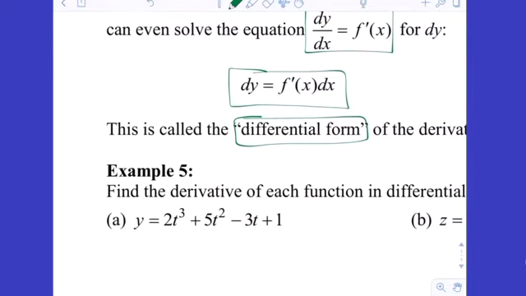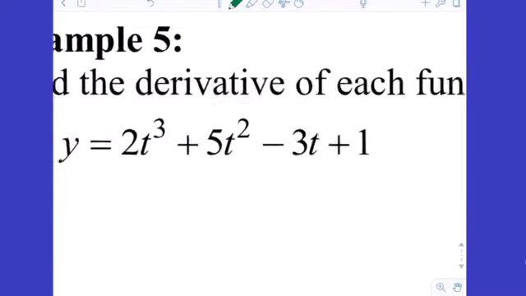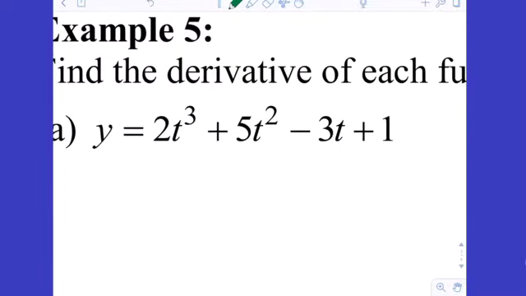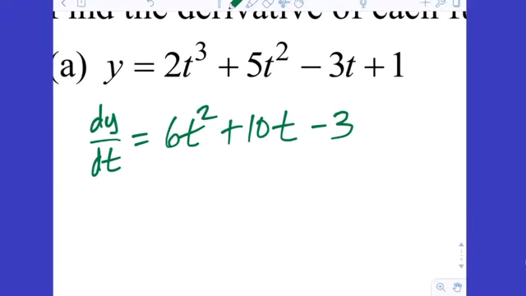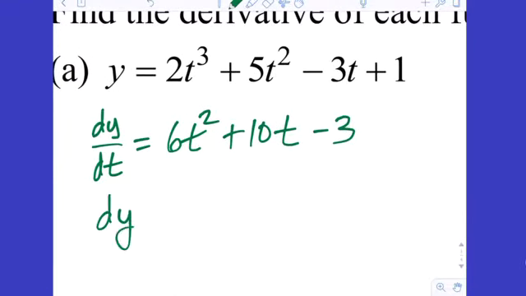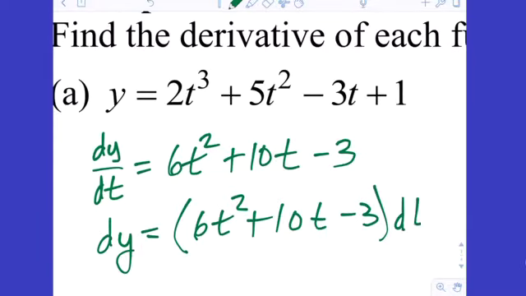We can use it to answer questions like this. Example 5. Find the derivative of each function in differential form for each of the following. All right, so we have a dependent variable of y and an independent variable of t. Normally we would say dy dt equals, but in this case, let's do it the old way first, dy dt. It's going to be 6t squared plus 10t minus 3. There's the derivative. If we want it in differential form, here's what it would look like. dy would equal parentheses 6t squared plus 10t minus 3 dt.